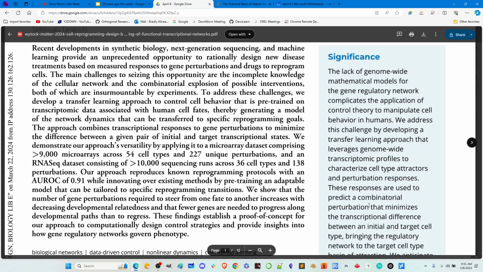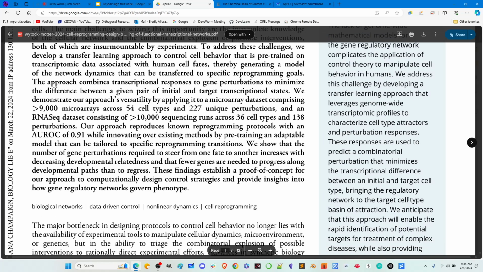These responses are used to predict a combinatorial perturbation that minimizes the transcriptional difference between an initial cell and a target cell type. So what they're doing is they're building this model where you have, let's say, a stem cell on the one hand and a neuron on the other hand, and you want to find the transcriptional profile for each cell type. And then you want to find the difference between those two cell types in terms of their transcriptional profile. So which genes, when you look at their transcriptional profile, change the most.